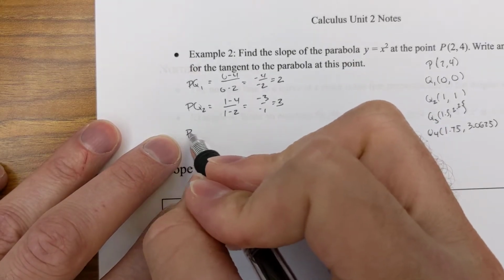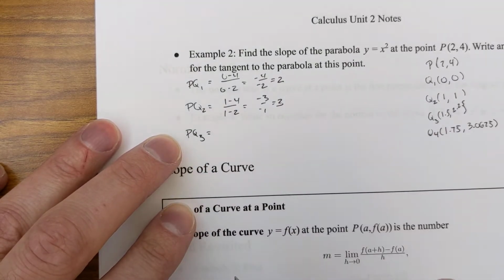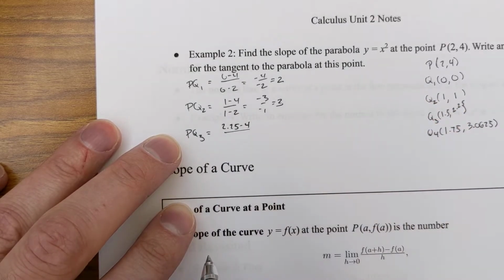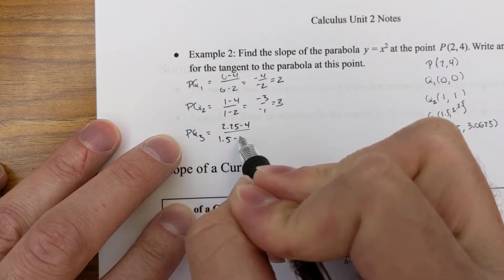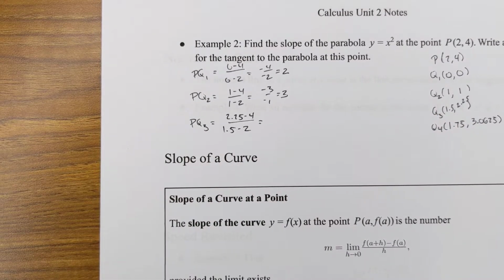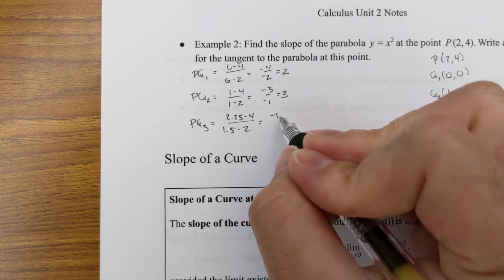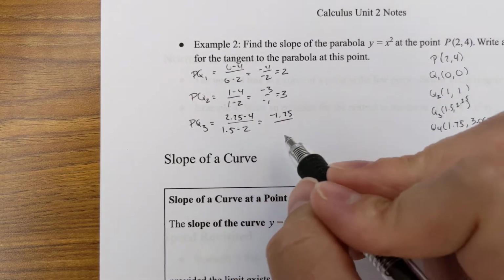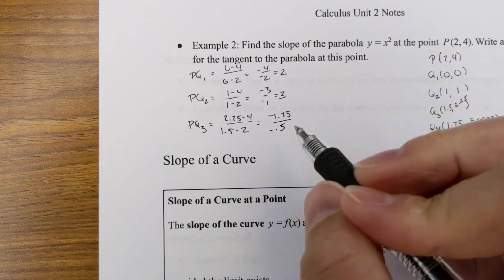For p and q3, that's going to be 2¼ minus 4 divided by 1½ minus 2. So 2.25 minus 4. So on top I have negative 1.75. And on the bottom I have negative 0.5.